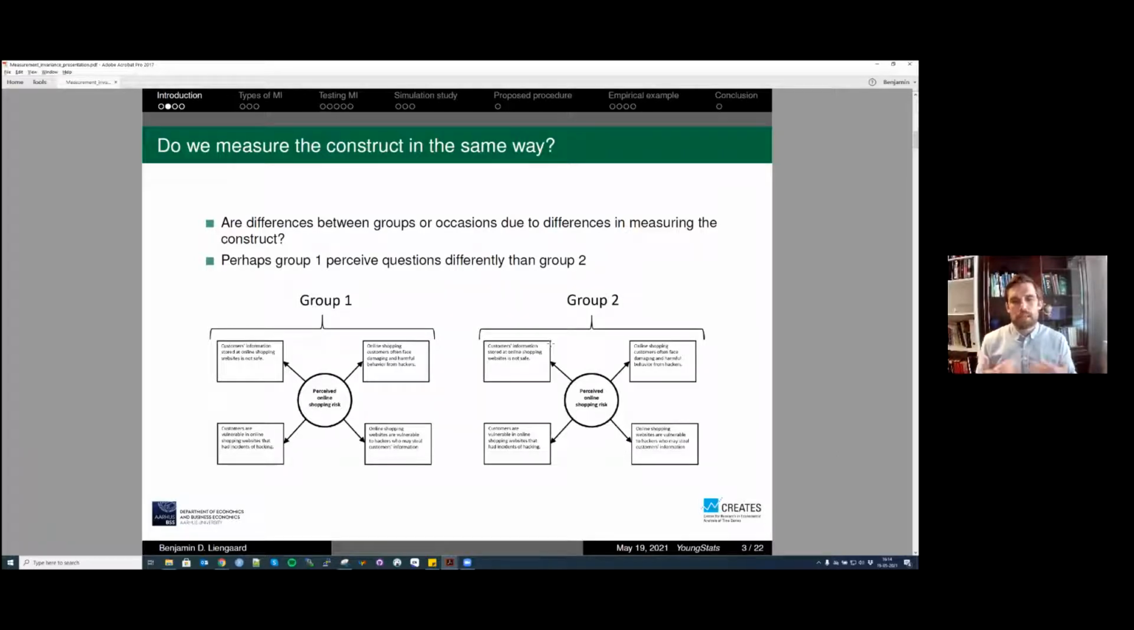Before we can make such an assessment, we need to assess if any differences in the latent variables are due to genuine differences in the latent variables, or if they're due to differences in measuring the latent variable. It could, for example, be the case that women understood the questions differently than men, and that way they answered differently on the questions because they perceived them differently. So this working paper tries to answer the question, do we actually measure the construct in the same way between groups?